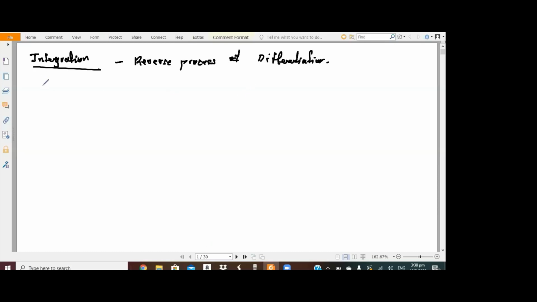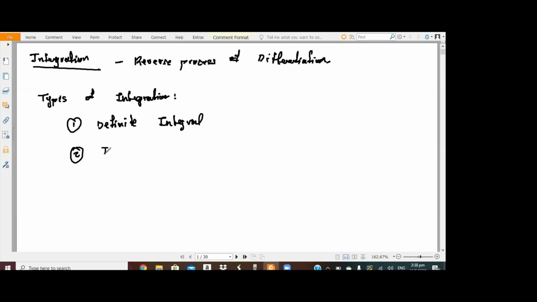All right. So basically, it's the reverse process of differentiation, right? Now, there are two types of integration that we're going to look at: what we call a definite integral and what we call an indefinite integral. So definite and indefinite.